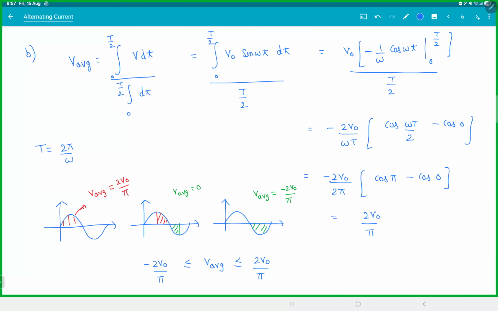Is that clear, everyone? So that's the problem with the word any half cycle. Clear?